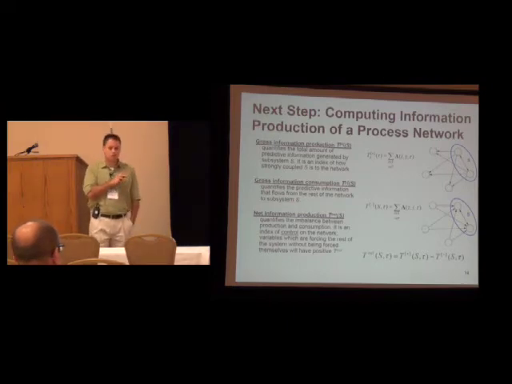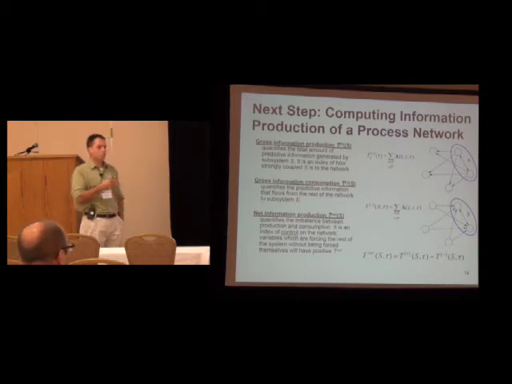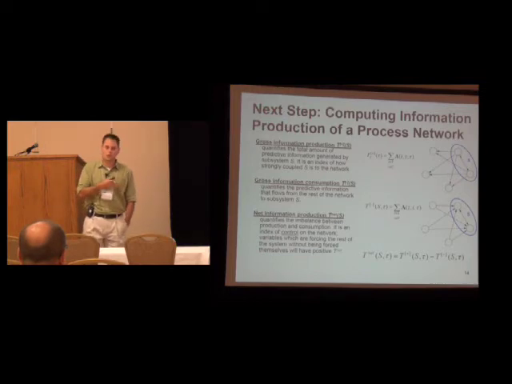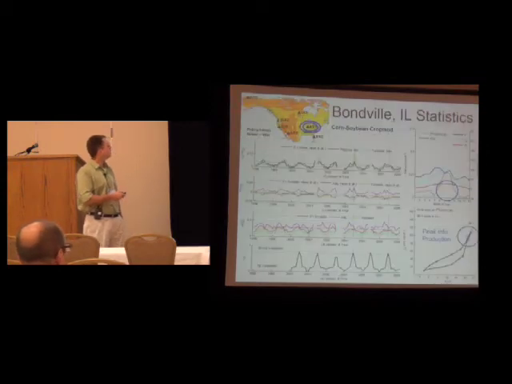The great thing about this is we can compute a net information production, which is then going to allow us to determine which of the variables in the system is actually creating information and which variables are consuming the information at any given time scale.